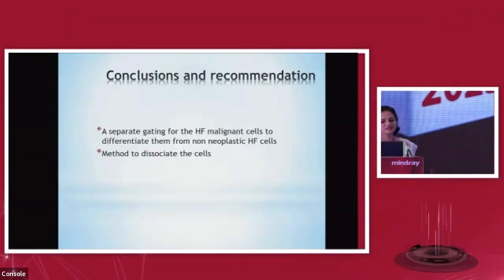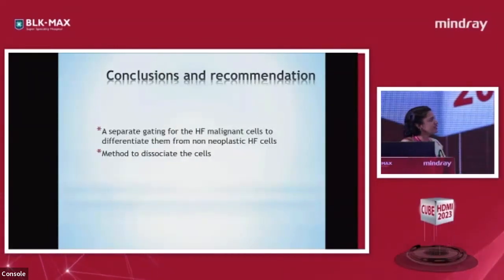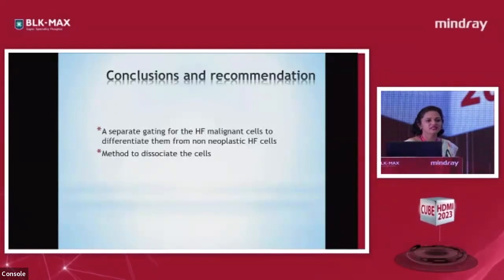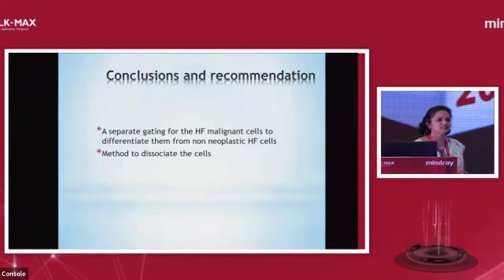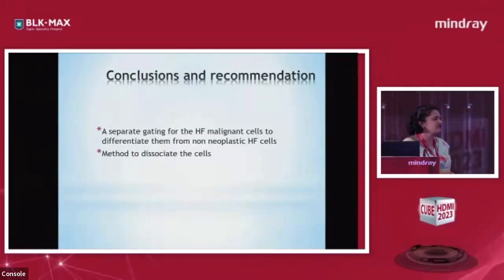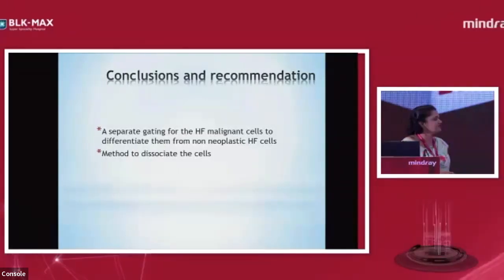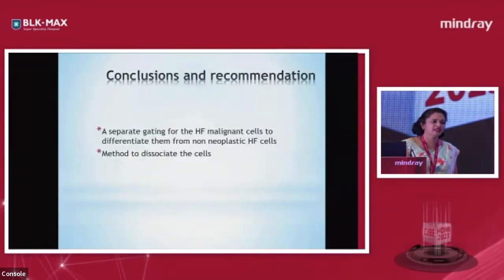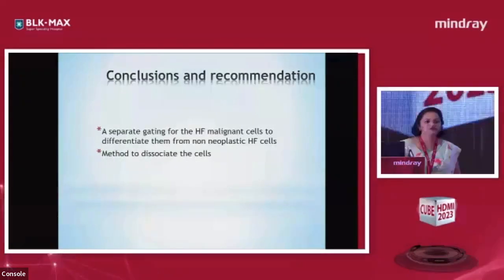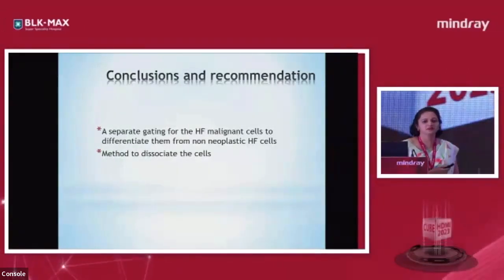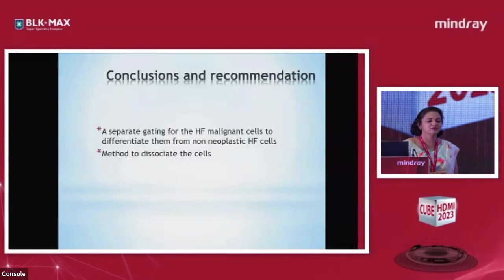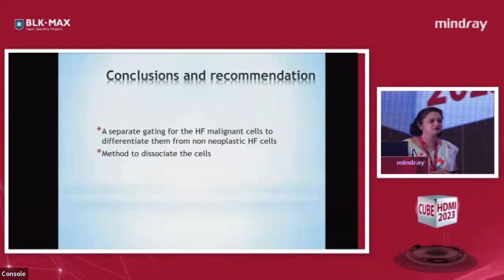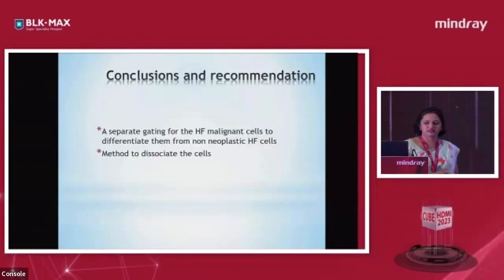So the conclusions here are that probably a separate gating for the high fluorescent malignant cells that can separate the macrophages or the mesothelial cells from the malignant cells would be helpful. And then there could be a method where we can come up with some analysis or some way of dissociating the malignant tumor cells so that they can pass as single cells, and the analyzer will be able to better analyze the morphologic characteristics of the cells and put them in the high fluorescent area.